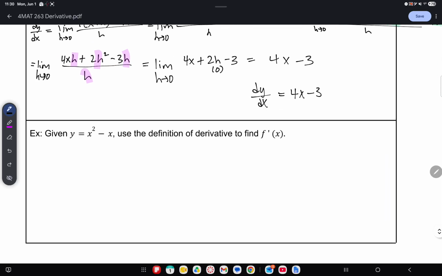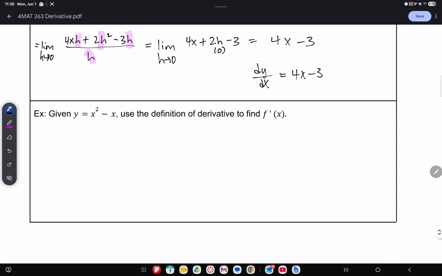All right, let's do it again. So we have y equals x squared minus x. Use the definition of derivative to find f prime of x. So I'm going to go ahead and leave the notation as it is, and I'm just going to substitute in. So x plus h gets substituted in first. So x plus h squared minus x plus h, minus the function as it is, so x squared minus x, all over h.